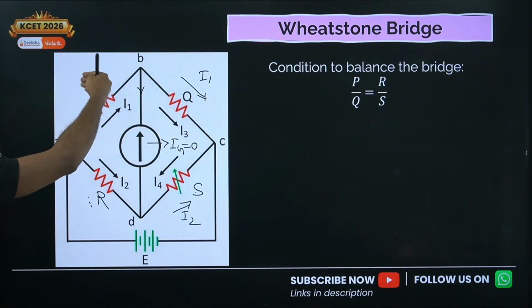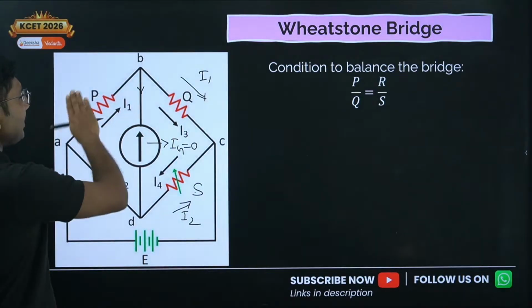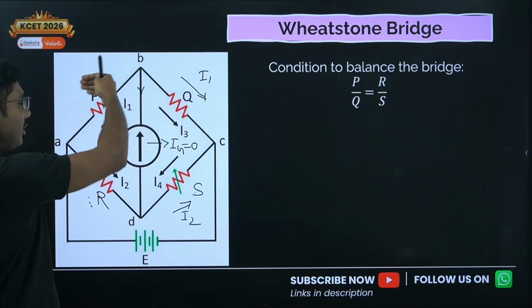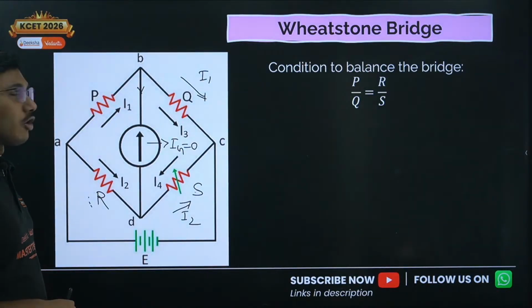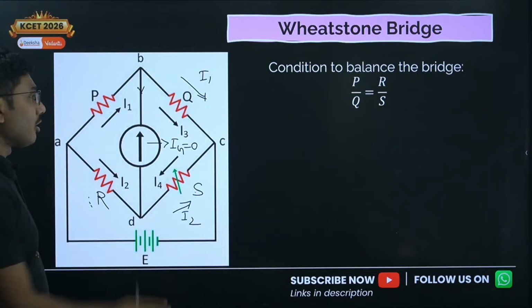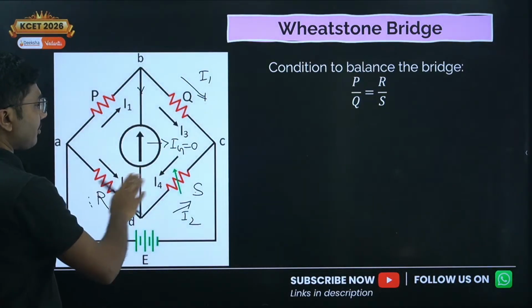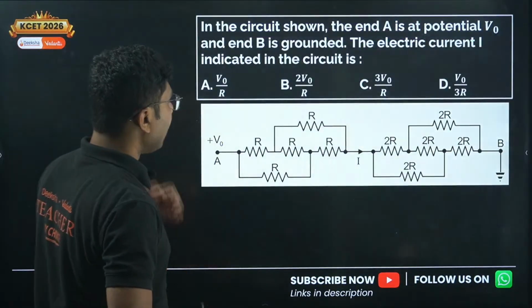You can say that P by R equals Q by S. That is also a balanced condition. P upon Q equals R by S. So if you take the ratio of any opposite resistances, it will always be the same. So P upon R equals Q upon S, or P upon Q equals R upon S. Now let's solve one question.